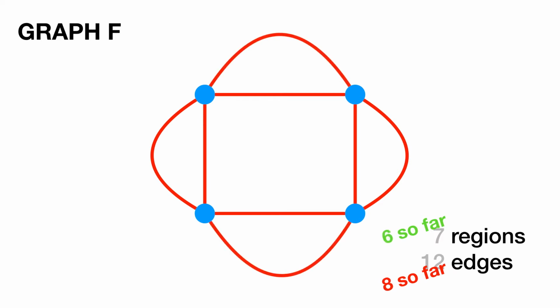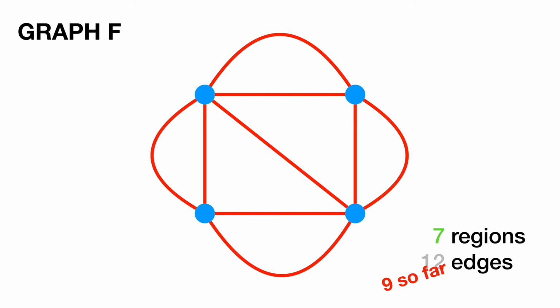If I draw 2 more edges, I can increase the edge count to 8 and the region count to 6. Let's keep going and add another edge cutting through the middle of the graph. That way, I'll get the required number of regions, 7, and my edge count increases to 9.